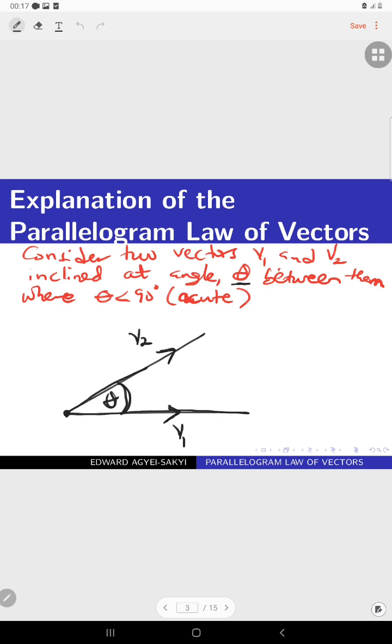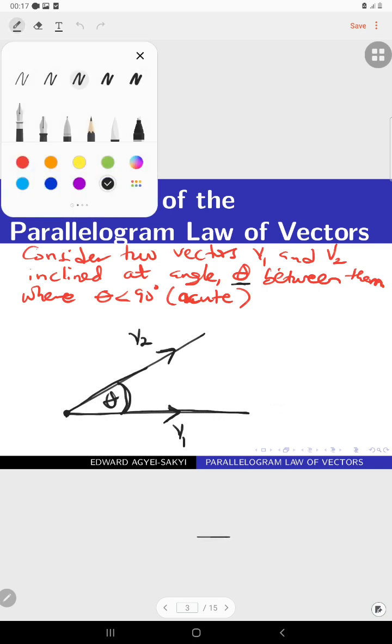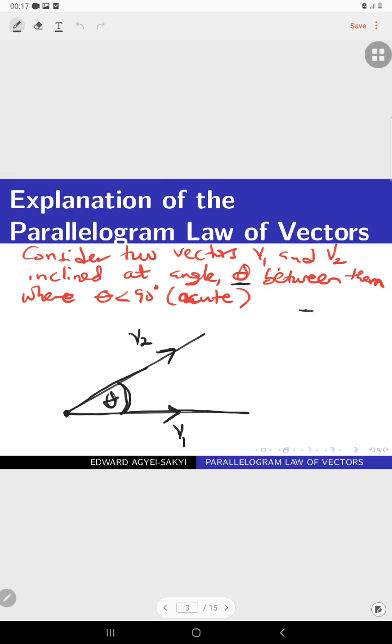Now, how do we complete a parallelogram from this? I need a parallel line, because this is how a parallelogram looks like. For a parallelogram, this side is parallel to this. This side is parallel to this. Another important thing about a parallelogram is that this side is equal to this side. This side is equal to this side. Parallel is not the same as equal, right?